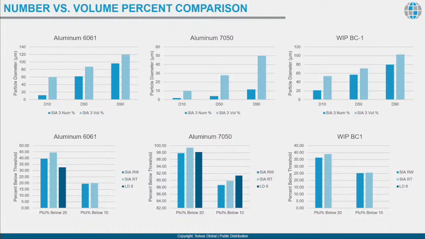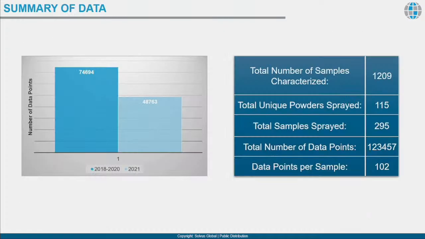We like to use an image analysis technique because in particular, as you can see across the bottom here, we care a lot about those fines. Again, sometimes you want them in there, sometimes you don't want them in there, but we like to know the number count of material that's actually below a certain size threshold. This is really important for understanding how that material is going to behave in the cold spray process.